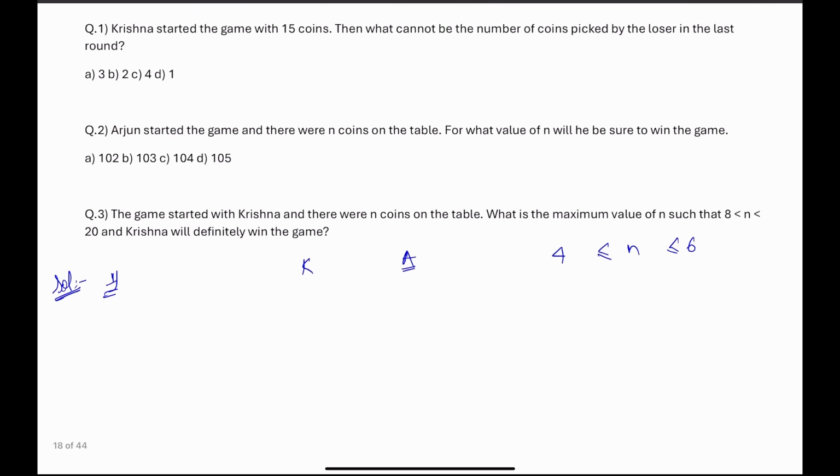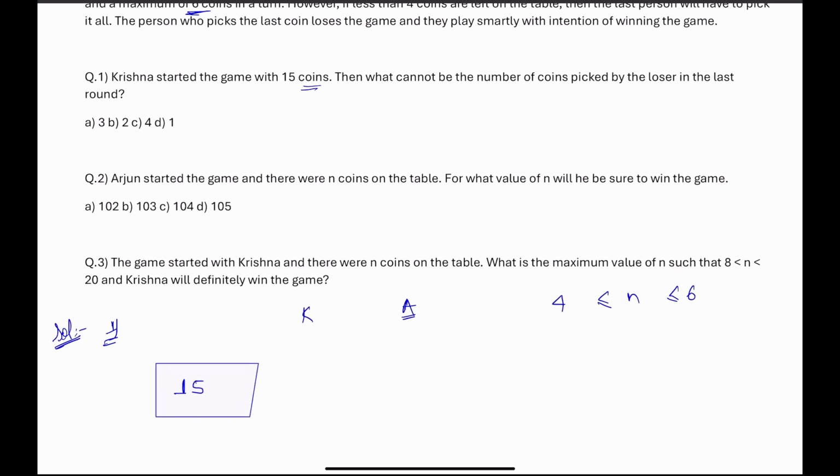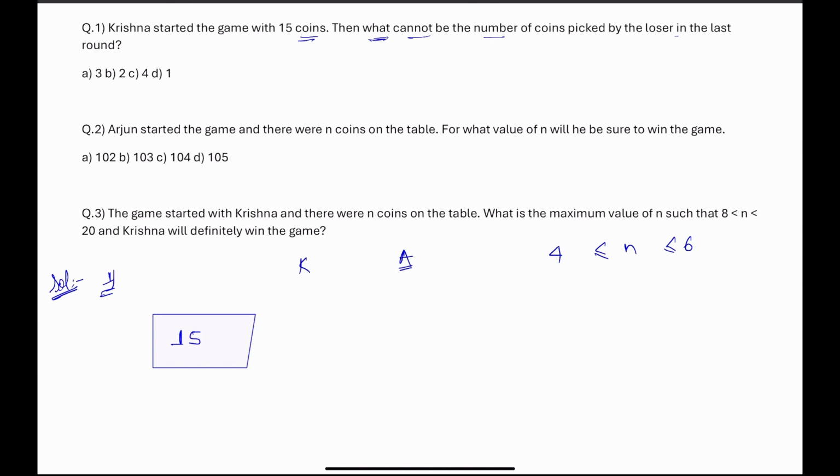So the first question is, Krishna started the game with 15 coins. So on the table there are 15 coins. Then what cannot be the number of coins picked by the loser in the last round? So the question is not about the first or anything. The question is about what cannot be the number of coins picked by the loser in the last round.